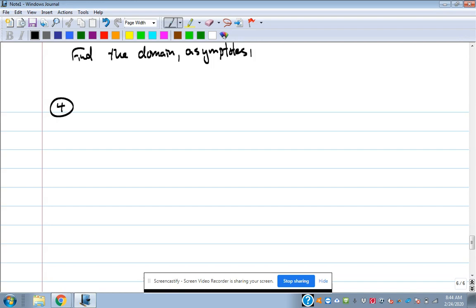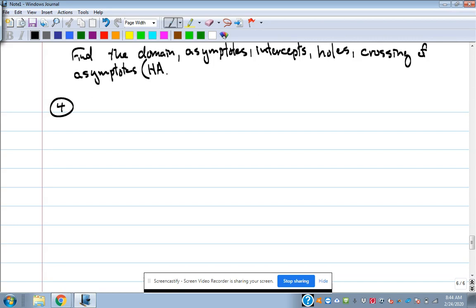What's something that we could algebraically find? Intercepts, that's an important thing. Intercepts. And then we're going to find what's called holes and crossing of asymptotes. The crossing only occurs with horizontals or obliques. We don't have to worry about it crossing verticals.